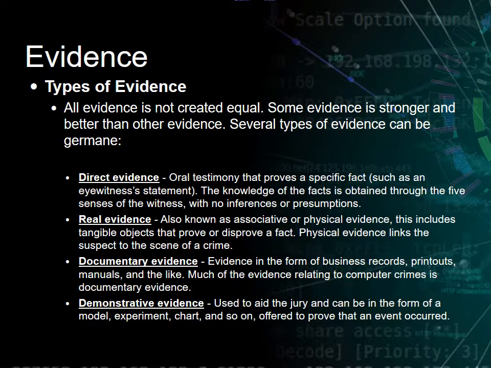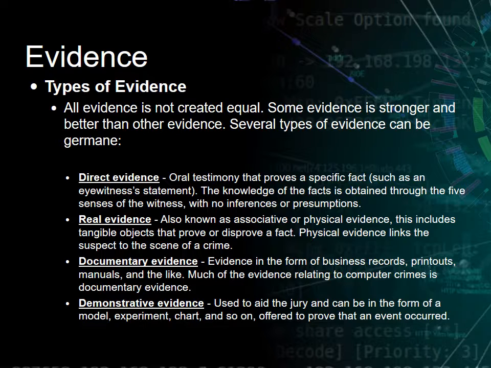All evidence is not created equal. Some evidence is stronger and better than other evidence. Several types of evidence can be germane. Direct evidence is oral testimony to provide a specific fact, such as an eyewitness statement. The knowledge of the facts is obtained through the five senses of the witness, with no interference or presumptions. Real evidence, also known as associative or physical evidence, includes tangible objects that prove or disprove a fact. Physical evidence links the suspect to the scene of a crime.